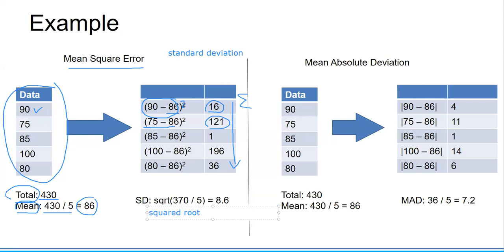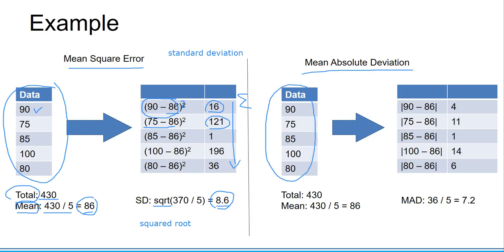The square root of 370, which is the total here, divided by 5, then we will get a value of 8.6. So the mean is 86 and the standard deviation is 8.6. Now, we can use the mean absolute deviation with the same data. We have the total and we have the mean.